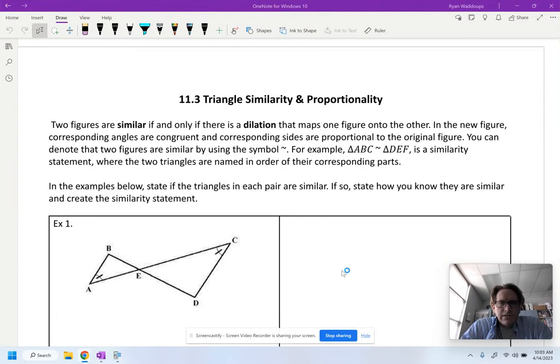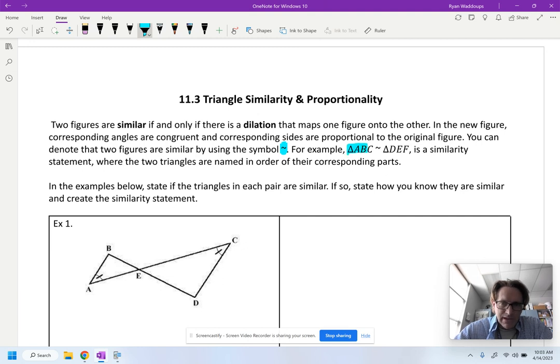Hello, welcome. This is a lesson on similar triangles and how they are proportional to each other. We could say that two figures are similar if and only if there's a dilation that maps one figure onto the other. In the new figure, corresponding angles are congruent and corresponding sides are proportional to the original figure. You can denote that two figures are similar by using this little squiggly line symbol.